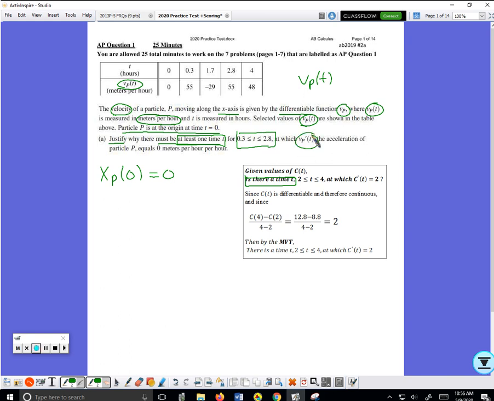It's just like this box on the golden notes. The example on the golden notes, they gave us values of c, and then they asked, is there a time when c prime could equal 2? In this problem, they're giving us values of v in the table, and they want to know, is there a time when v prime of t could equal 0. So I write my answer just like the golden notes.